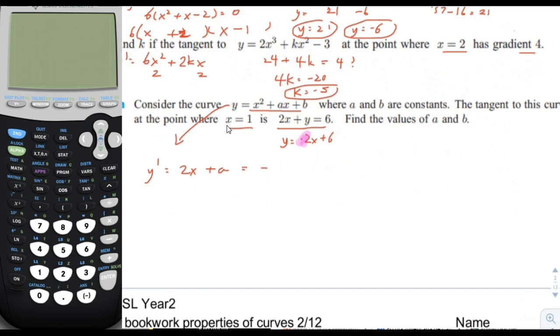So that is equal to the gradient negative 2. Let me erase that. That is equal to the gradient negative 2 when x equals 1. So if I put 1 in there for x, 2 times 1 plus a, that is equal to negative 2. Because at x equals 1, the gradient is negative 2. Okay, we just ignore the y-intercept. We don't really need that yet. Okay, so 2 plus a equals negative 2, so a is equal to negative 4. So we already have a value for a.